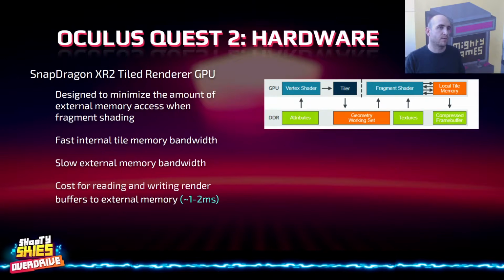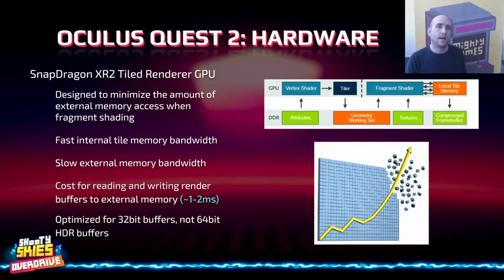So when you start to work with additional render passes, you start to add additional costs for even just reading and writing those render buffers to external memory. And in my experience, it can take anywhere between 1 to 2 milliseconds, which really adds up when you're trying to render at 72 frames per second.